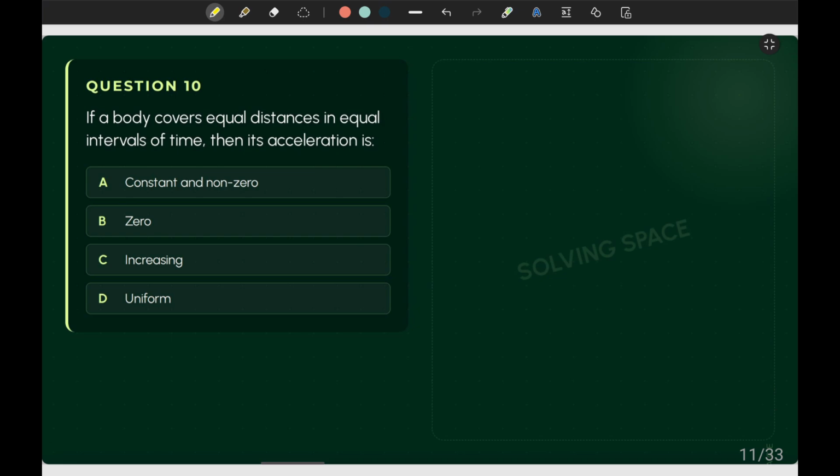Question number 10. If a body covers equal distances in equal intervals of time, then its acceleration is... So equal distance in equal interval of time, both are equal, distance by time is constant. That means it is a constant velocity, so acceleration is 0.